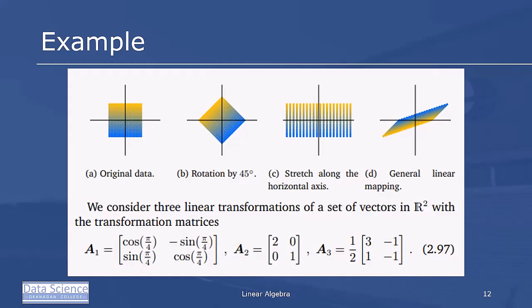In figure C, we've taken that same data, that same set of vectors, and we've stretched them. We've doubled the amount of x coordinate that they take. Our third one is a combination of reflecting, rotating, and stretching. So we can see that taking various matrices and multiplying vectors by these matrices will actually move the vectors around.